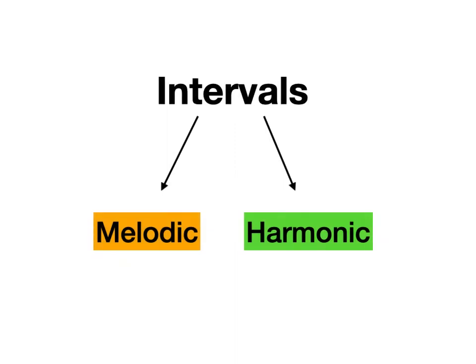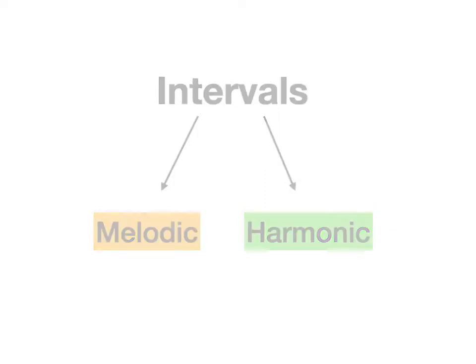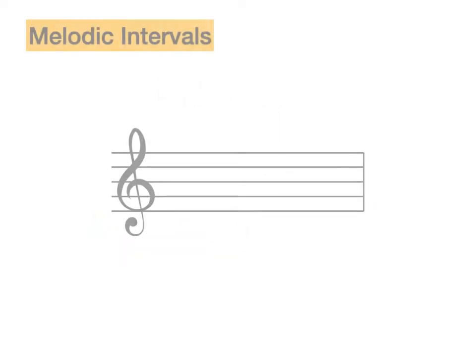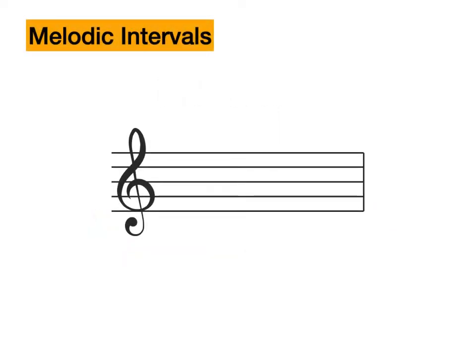We have two different types of intervals. They can be melodic or harmonic. But what's the difference? A melodic interval is where we play one note after the other. So as you can see on the music here, we play a C first, followed by a D.